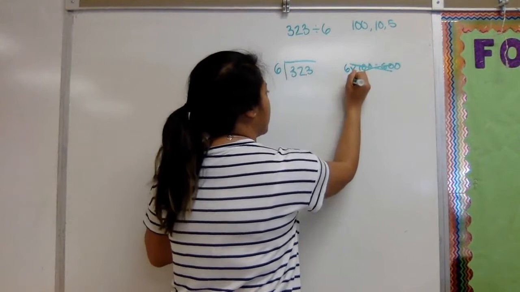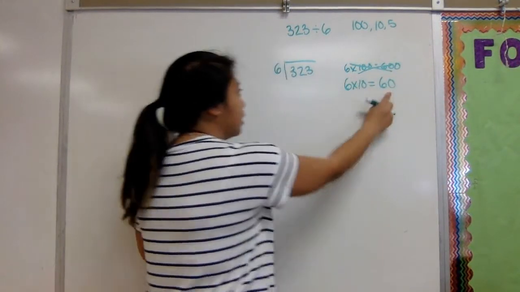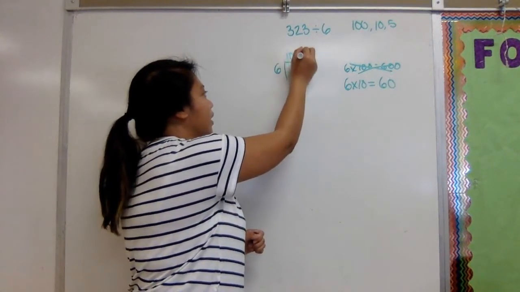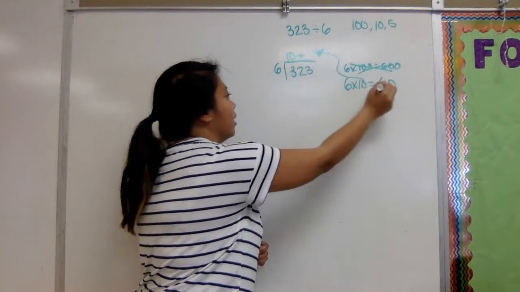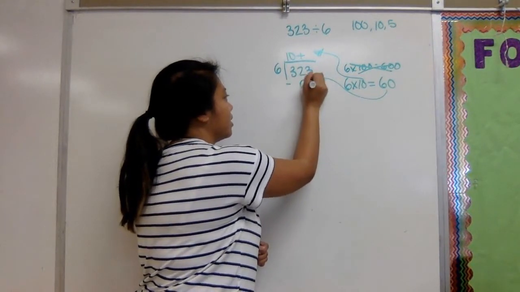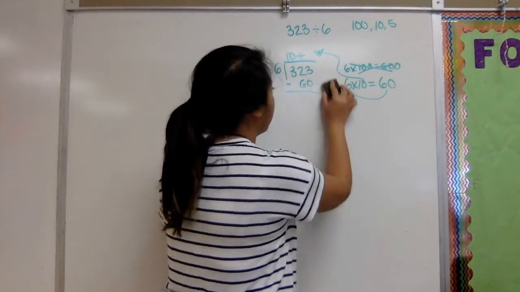Moving on to our next one, which is 10. 6 times 10 is 60. Did it go over 323? It surely did not. So let's put a 10 up here. We put our 10, just like before, up here. And we put our 60 over here. Minus 60. Ta-da! And I'm going to erase that because I'm going to need this room.